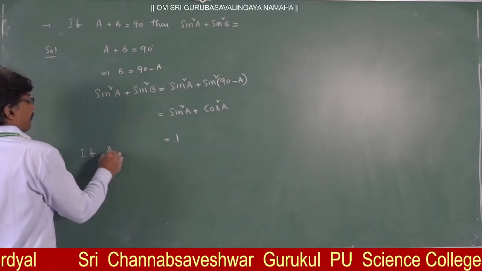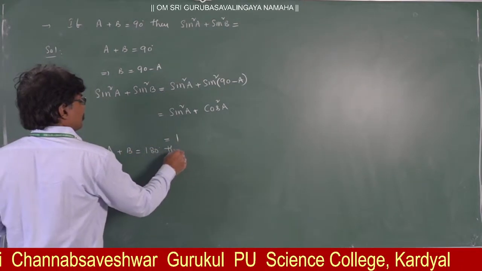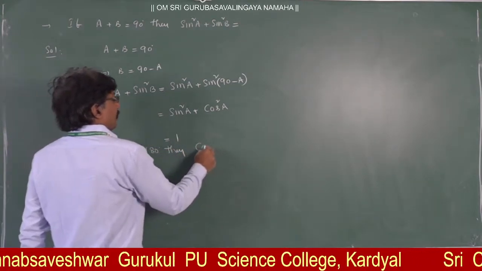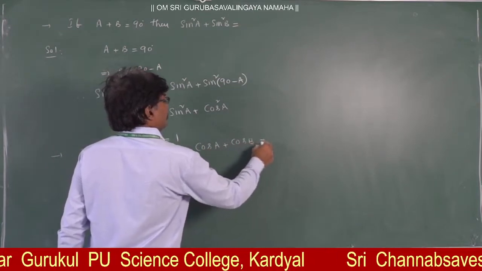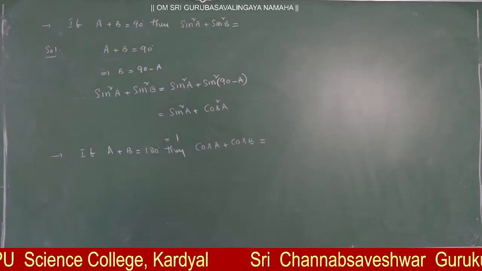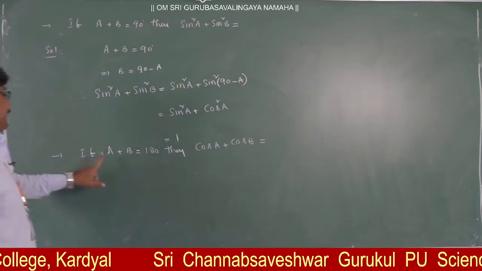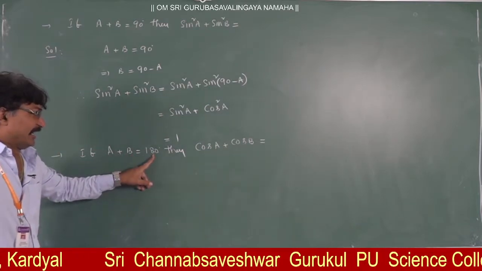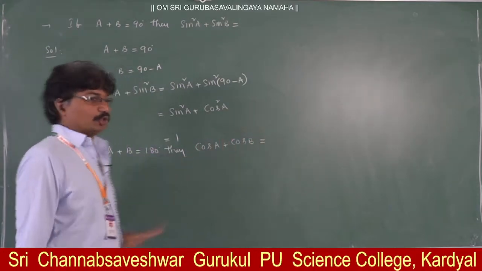If a plus b is equal to 180 degrees, then cos a plus cos b is equal to. Next question. One more question. If a plus b is equal to 180 degrees, then cos a plus cos b is equal to, this is our required value.